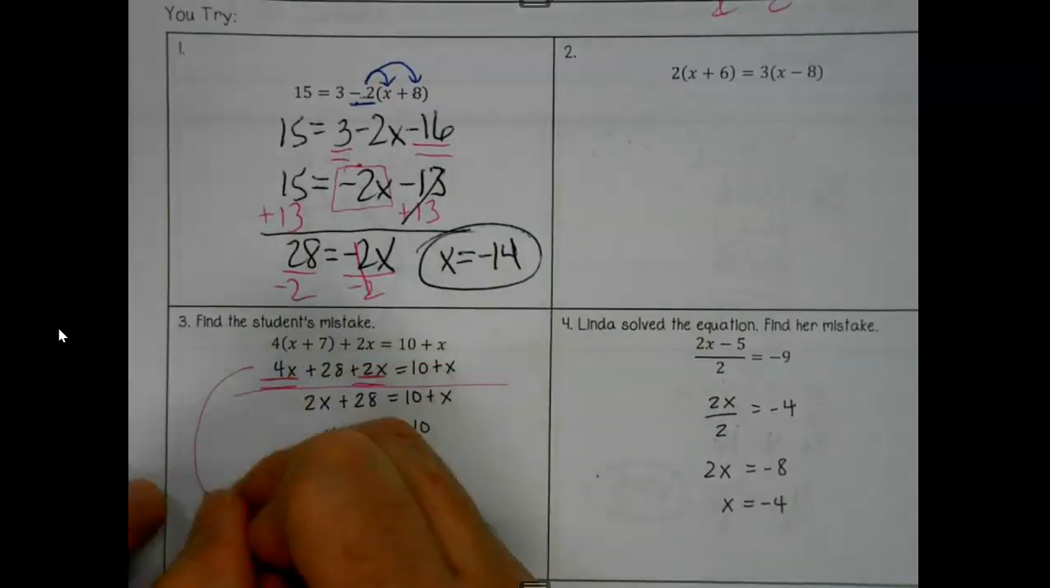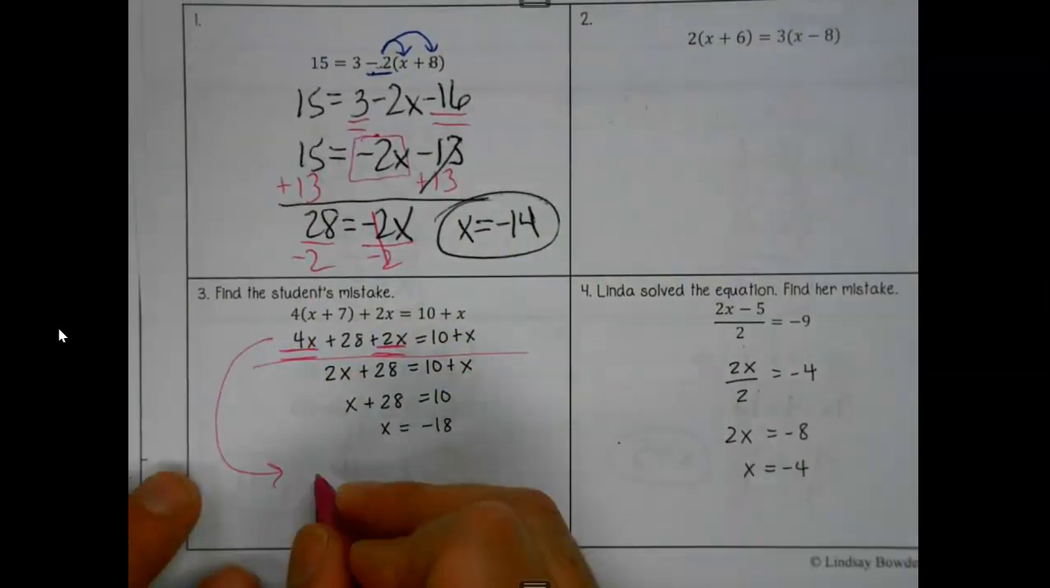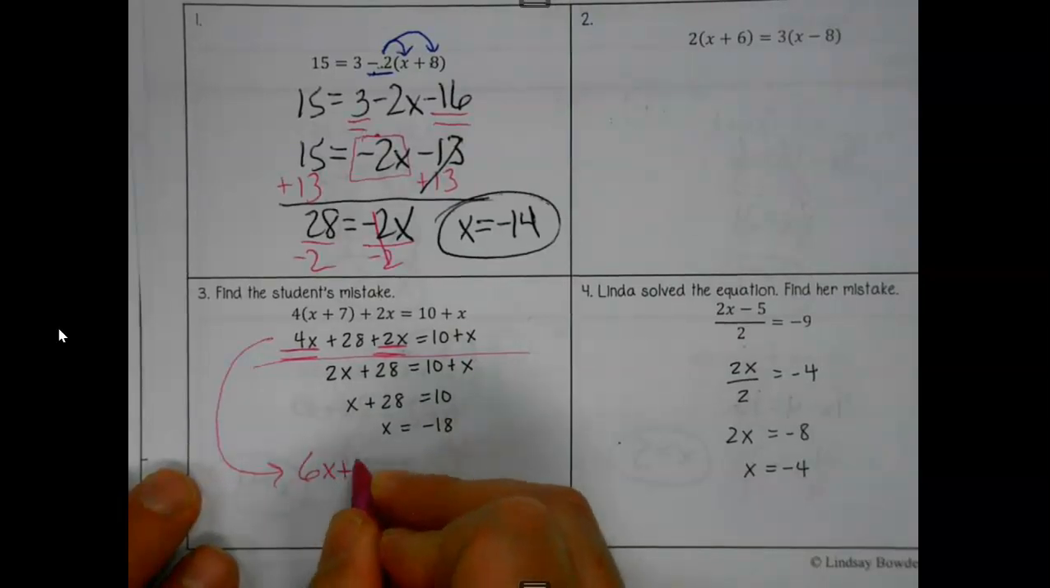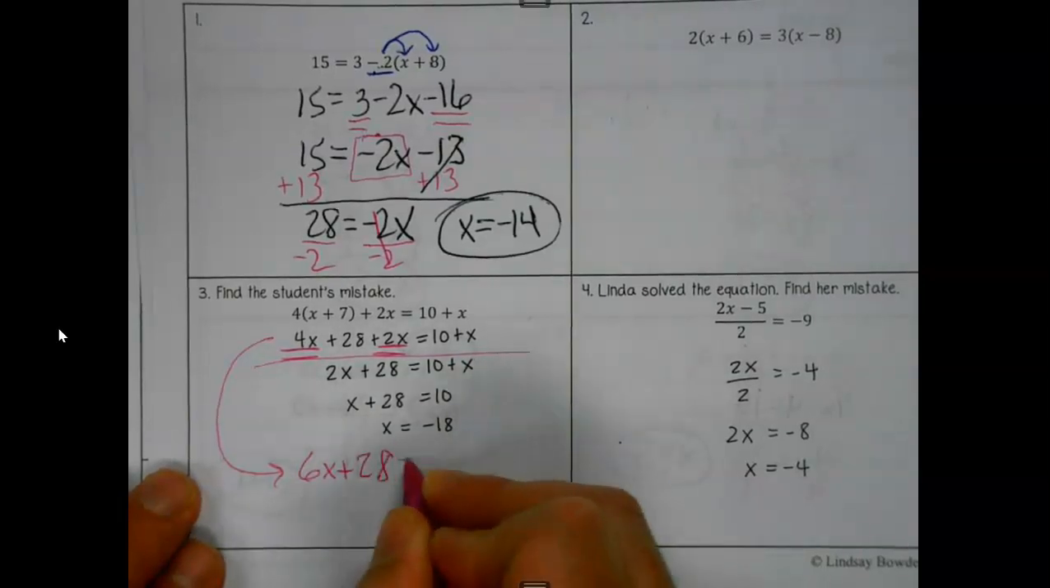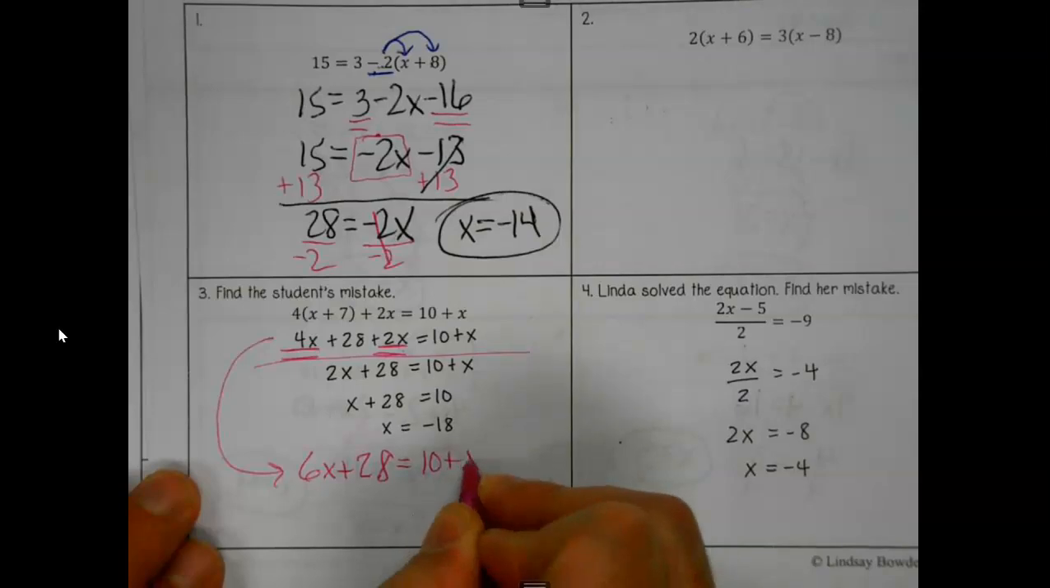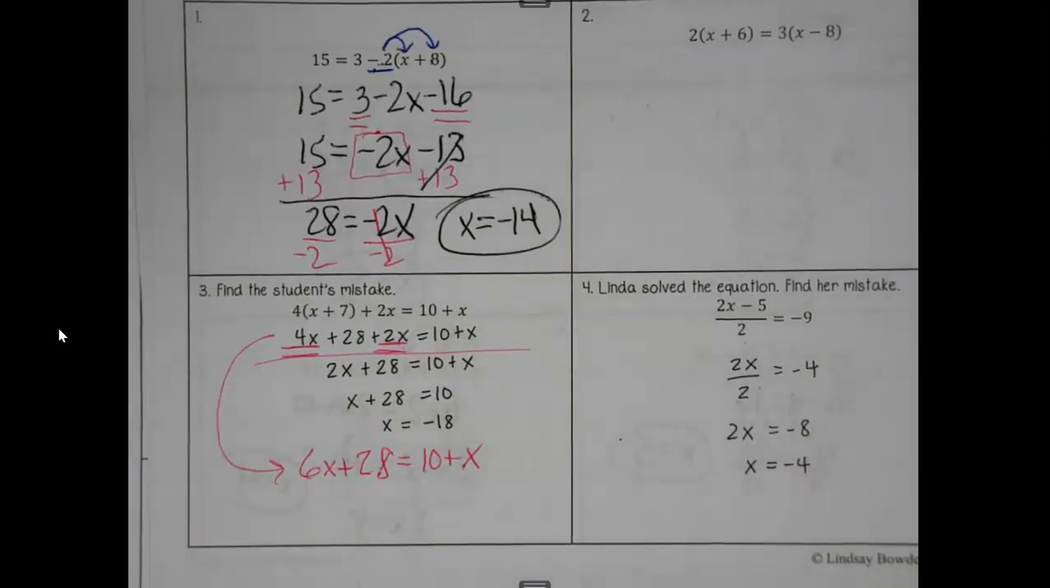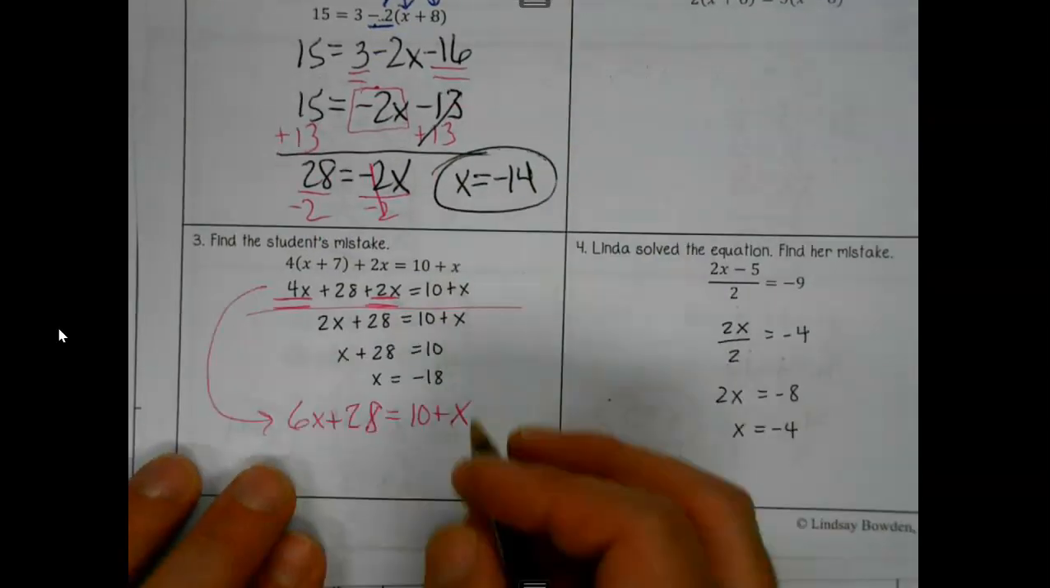So here, I'm going to go ahead and fix it. That's just kind of how I operate. So it should be 6x plus 28 equals that. And now we can kind of work it through.